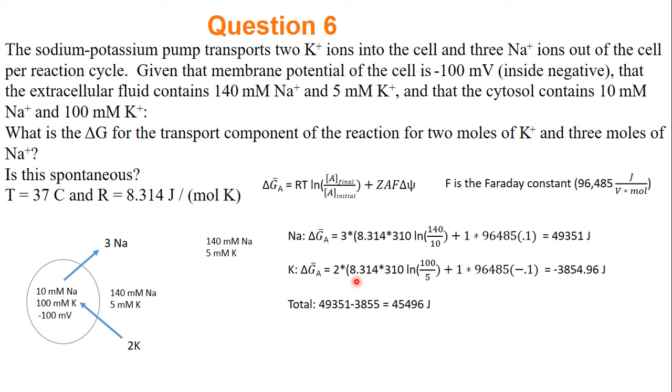Do the same thing for potassium. So see if you can follow along with what I did with potassium here based on what I just said for sodium. I get negative 3854. This process is happening at the same time. So you add these together. You get a delta G of 45,496 joules. Now this is not spontaneous. Delta G positive is non-spontaneous, negative is spontaneous, 0 is equilibrium.